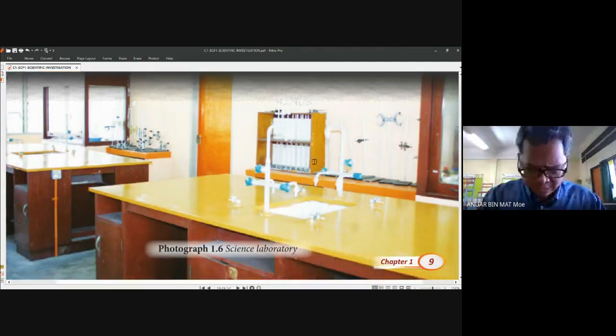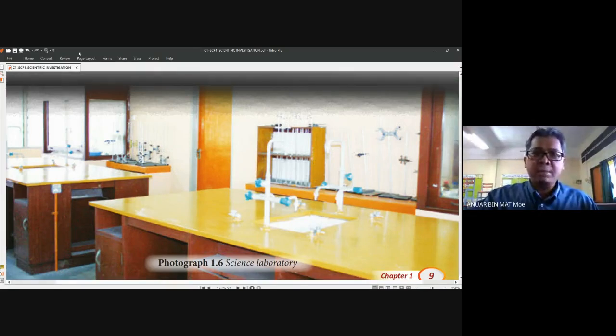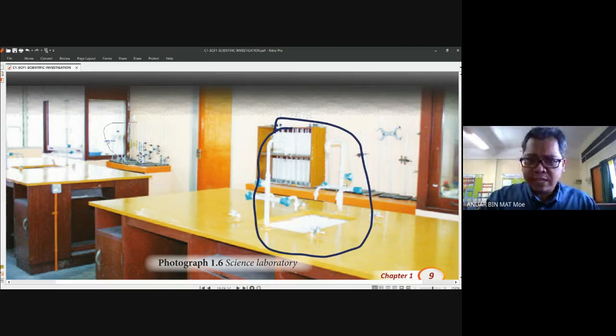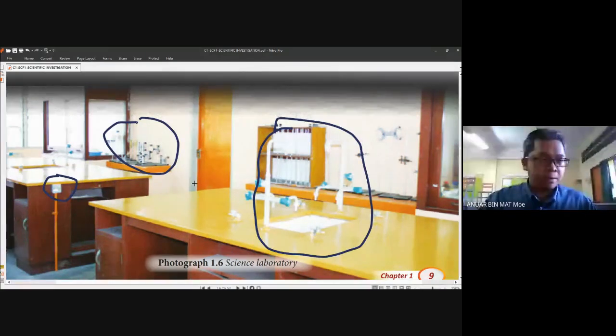This is an example of a typical science laboratory. Maybe in our laboratory we have 8 tables, and one table has about 4 students, but during the SOP maybe limited to 2 students only. And we have all the equipment here. If you look at the picture, each table has its own sink, and the power plug for using electrical devices. This is a typical example of what you will get in our science laboratory.